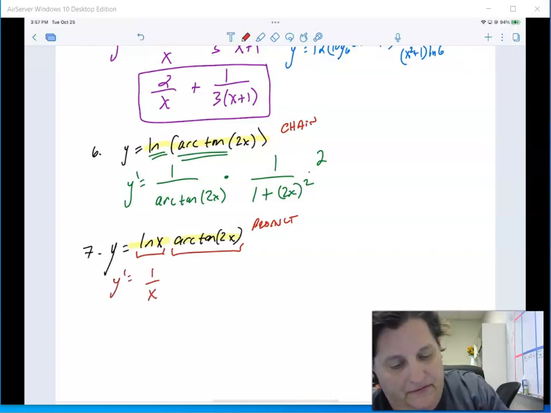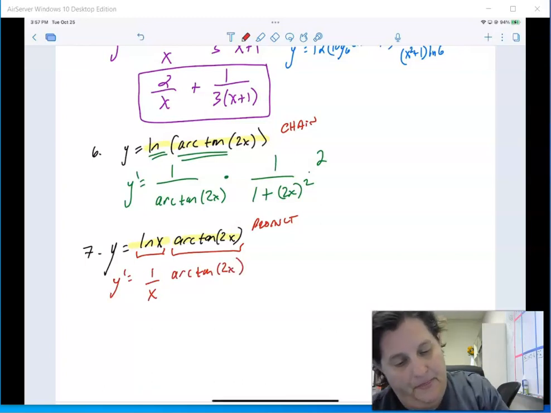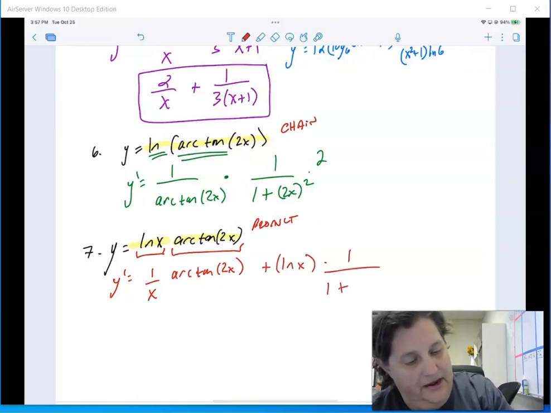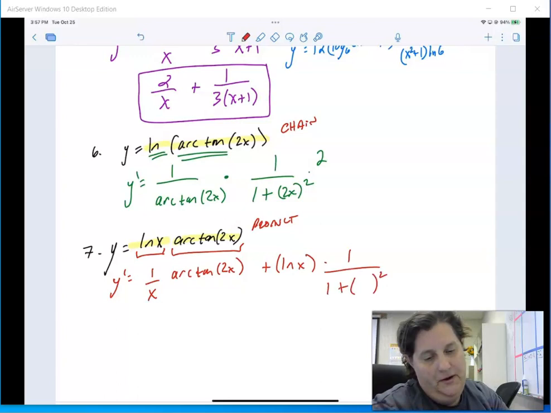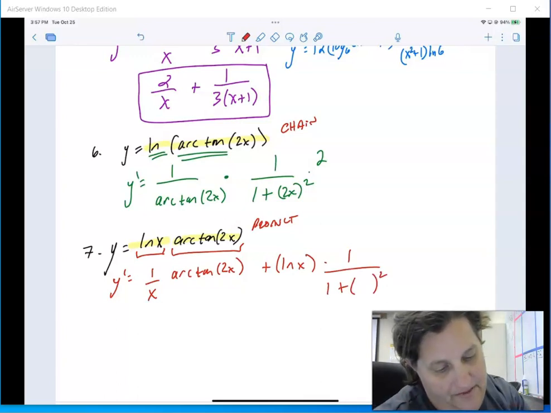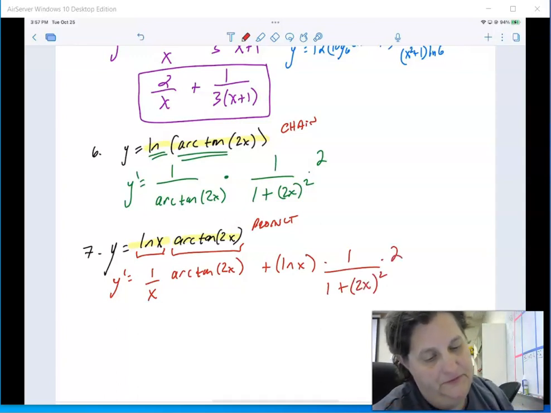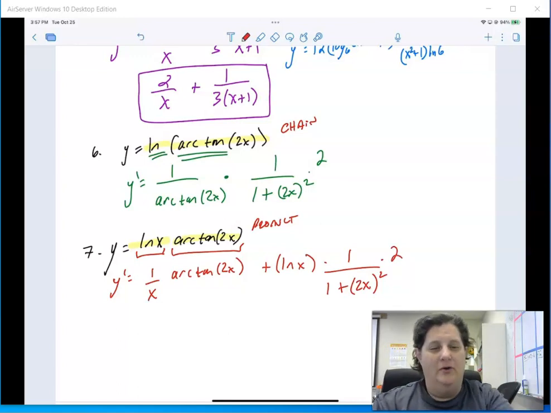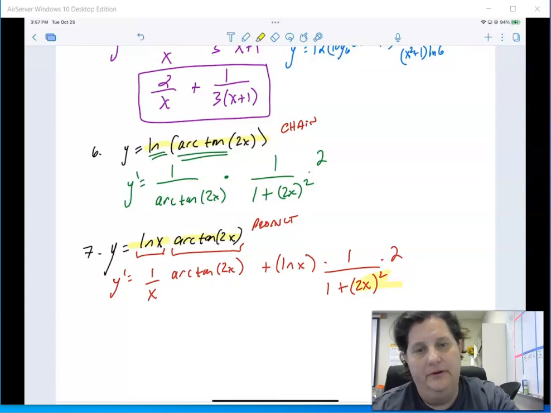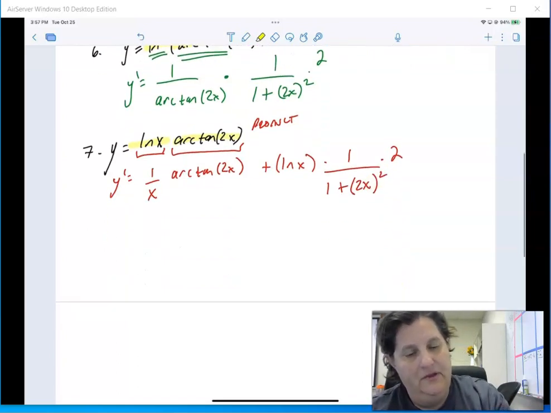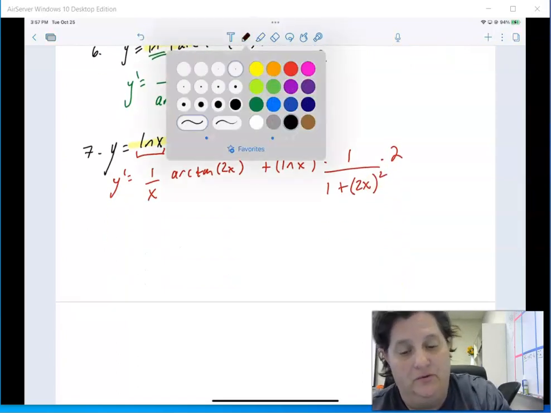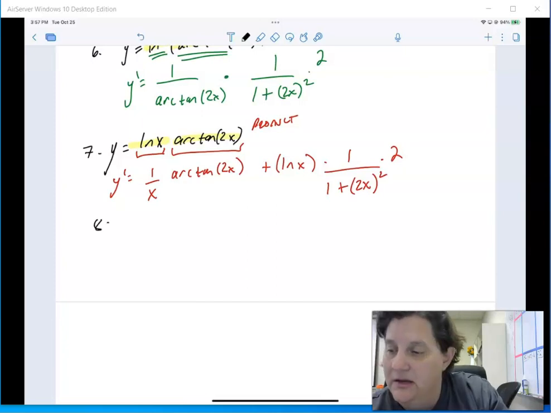So it's derivative of the first, second, plus the first times derivative of the second. Okay, again, arctan is 1 over 1 plus something squared. And the something is 2x times 2. If this were on multiple choice, there's a chance they would square that out, make that 4x squared. But that's it. So the difference in chain rule and a product rule, make sure you feel pretty good about that.